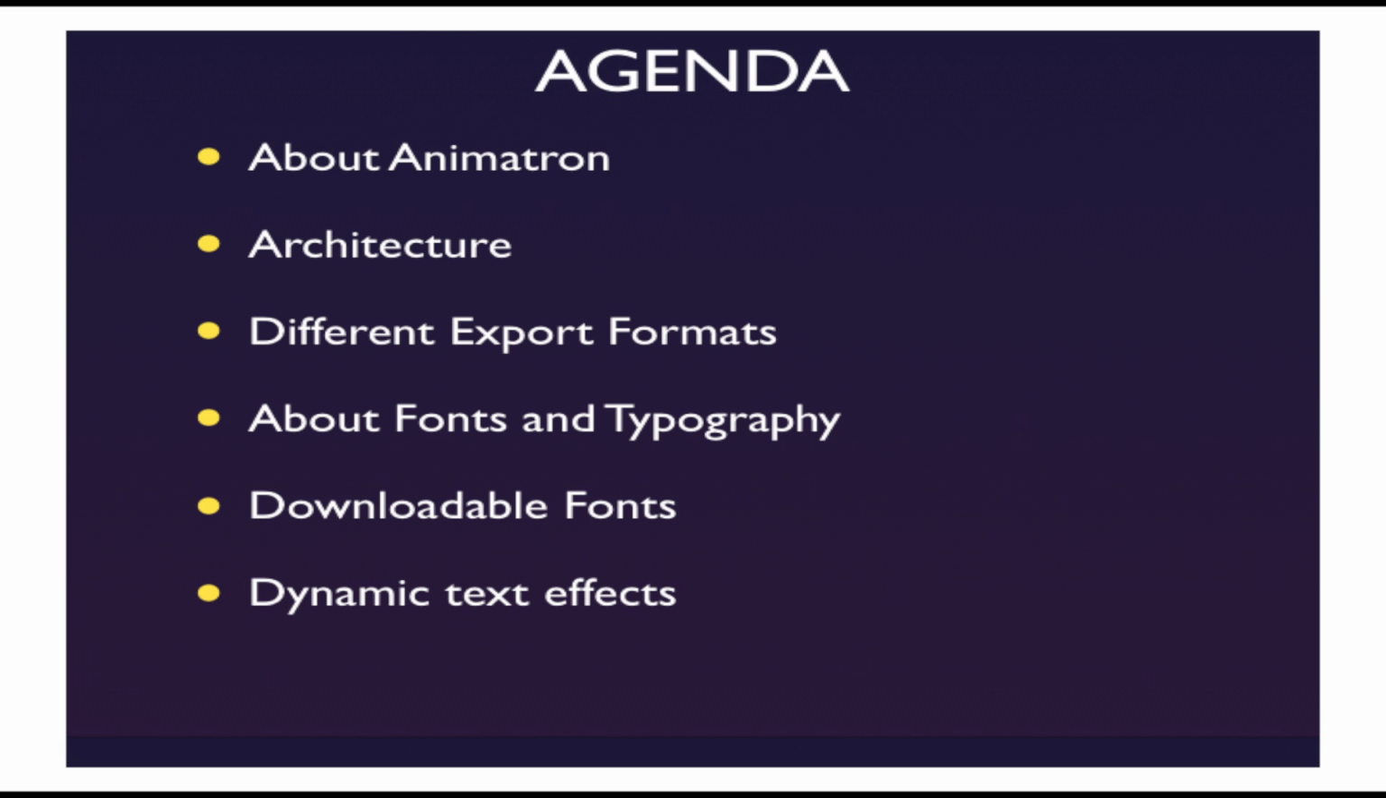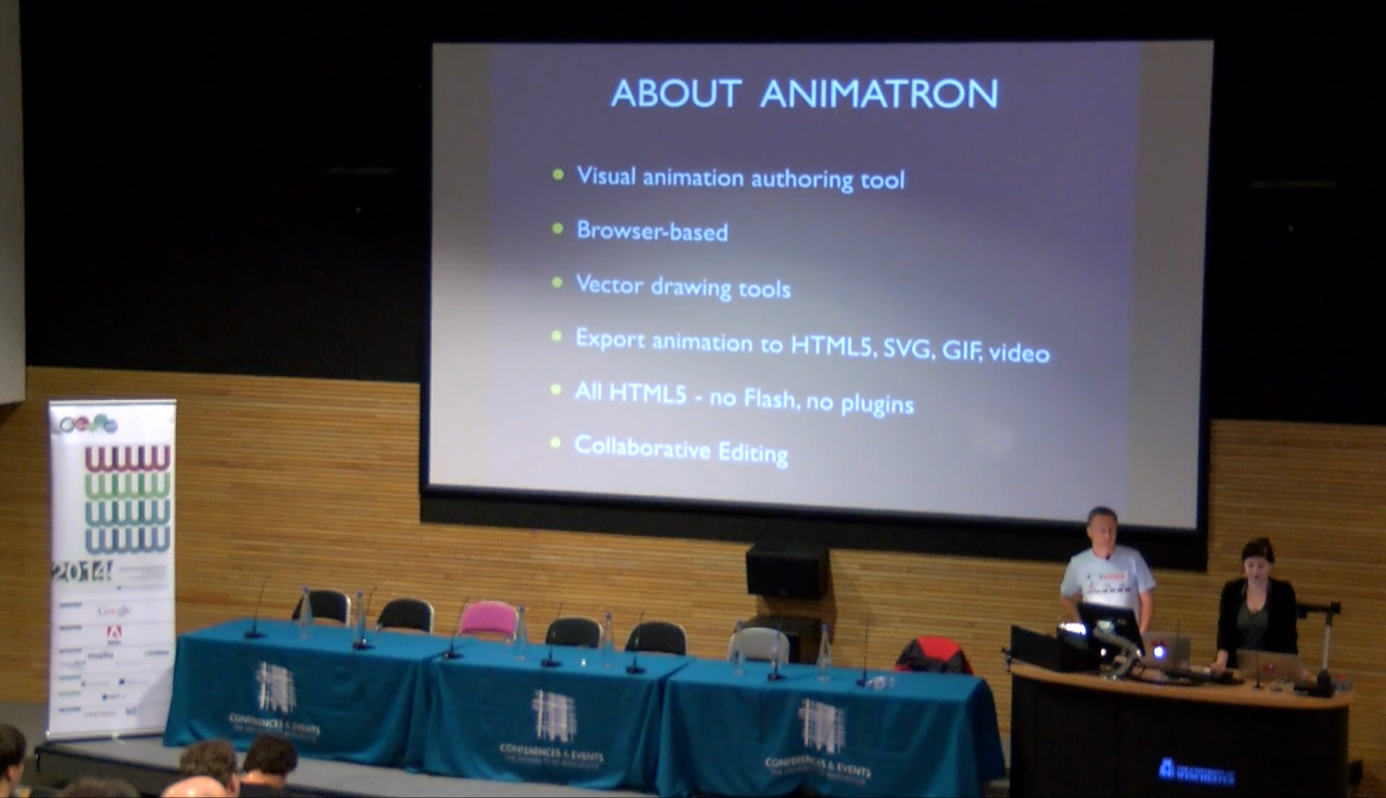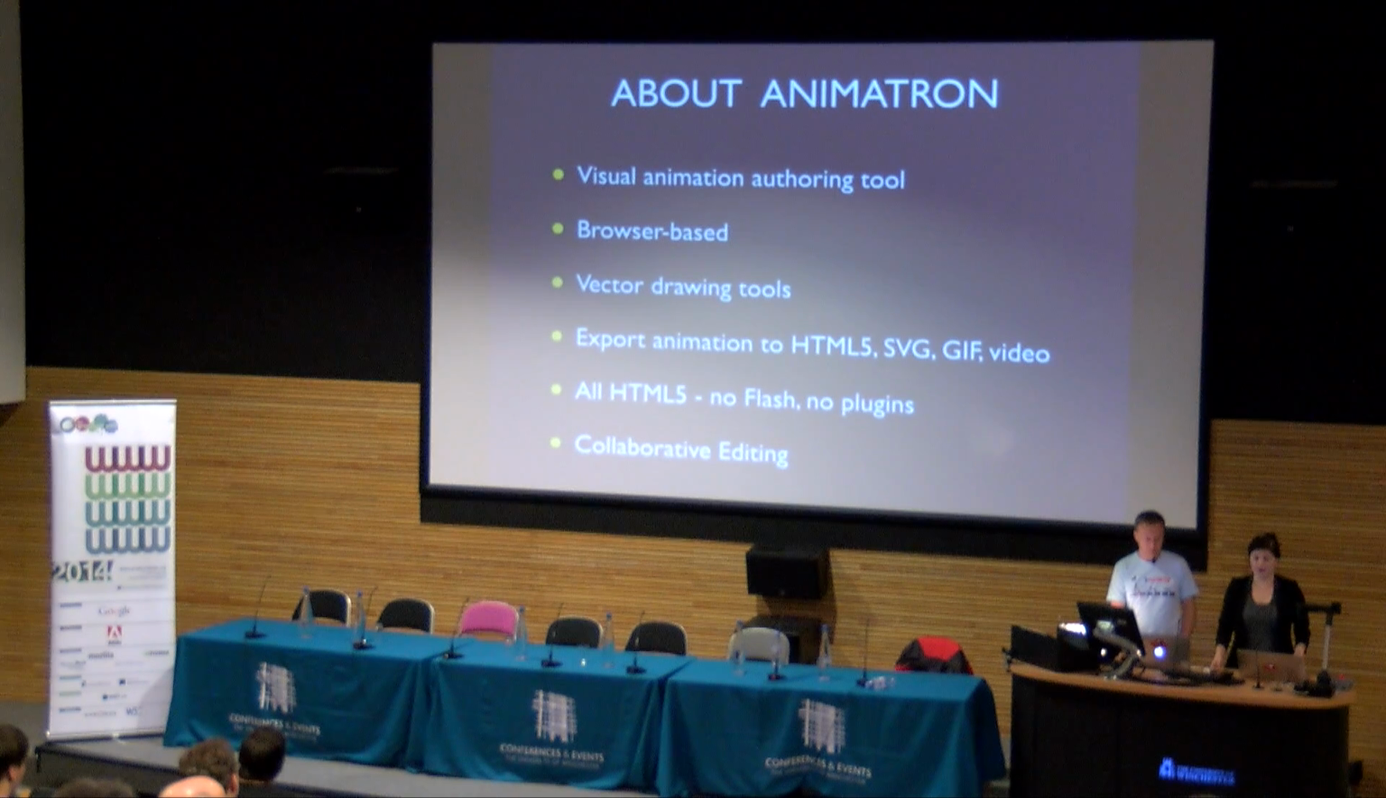So to start, we'll give you a brief overview of Animatron and show you how it works. Animatron is a browser-based visual animation authoring tool. We built it to make designing animated and interactive content accessible to everyone, so less complex software. It's all HTML5, so no Flash, no plugins, and since it's browser-based, users can work collaboratively with others in real time on one project. So the tool allows users to bring together images, vector graphics, audio, text, to combine everything and create visual stories.